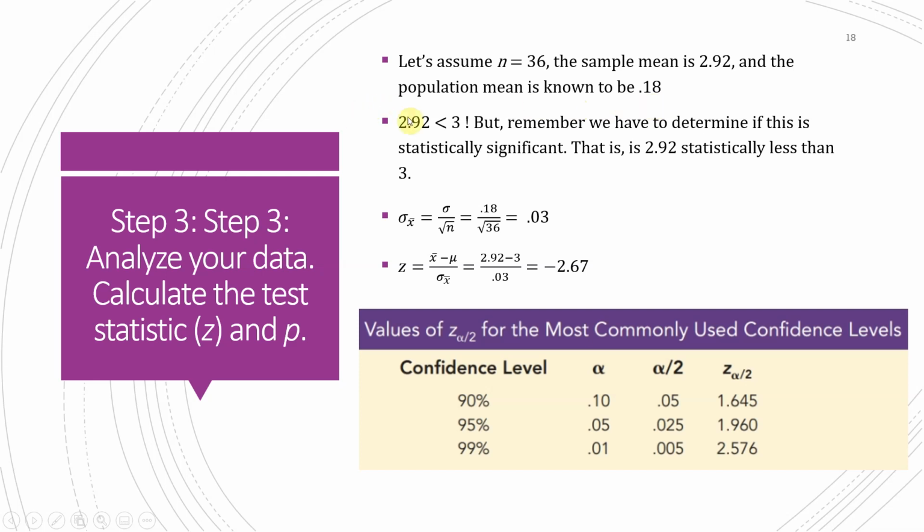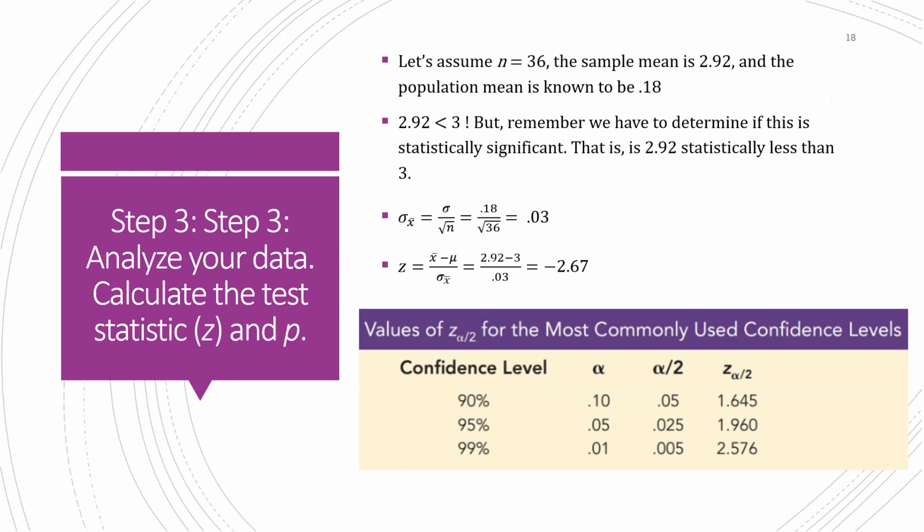If we look at it, 2.92 is actually less than 3, but remember we have to determine if this is statistically significant. We have to go through the whole process, because objectively you might look at that and say, yep, it's less, but remember there's room for error, so we need to go through the statistical process of analyzing these numbers. We're taking the subjectivity out of it and trying to be as objective as possible. We've already learned how to do this in previous chapters. We have to calculate our test statistic so that we can calculate our p-value.